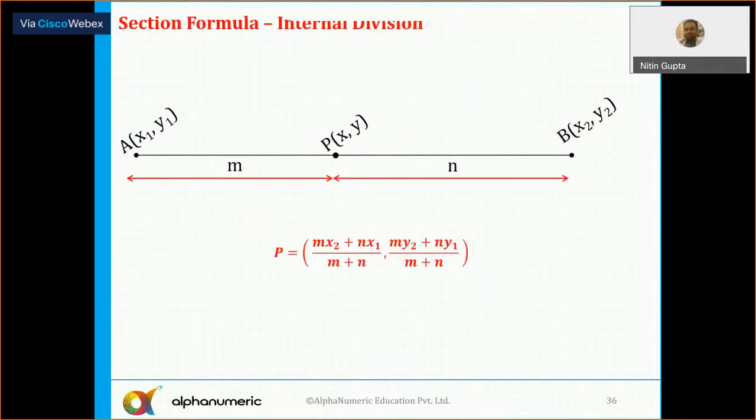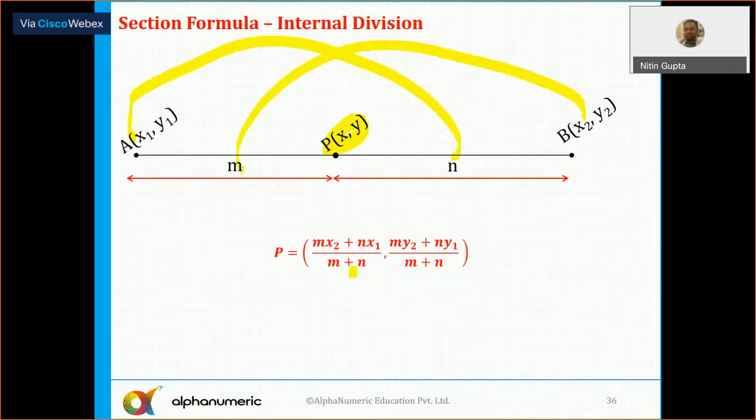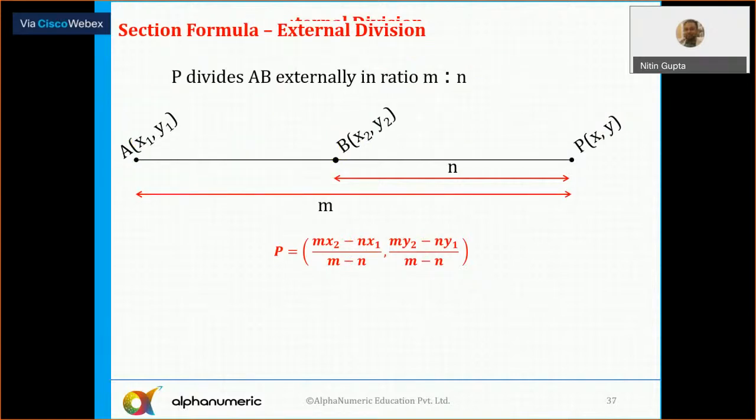Then section formula. The x coordinate is (m x2 plus n x1) upon (m plus n), and the y coordinate is similarly (m y2 plus n y1) upon (m plus n). So this is the section formula, internal division. External division will be nothing but negative here. I can say, a point divides AB in what ratio? So (m x2 minus n x1) upon (m minus n), and m y2 minus n y1 upon m minus n.